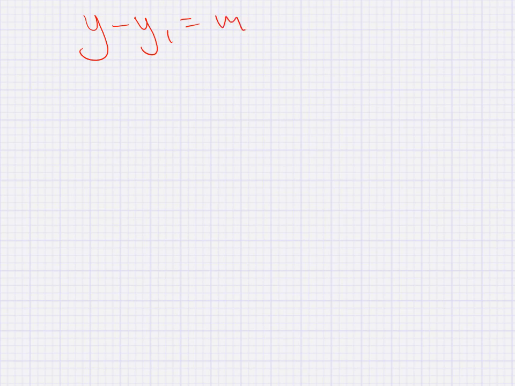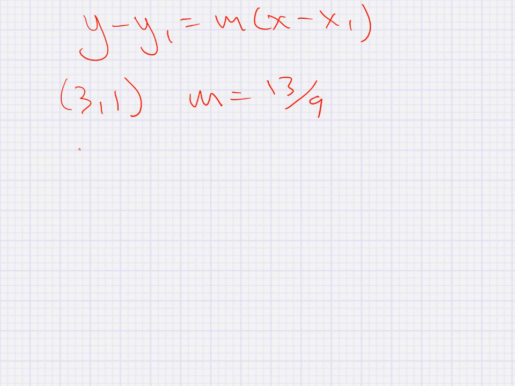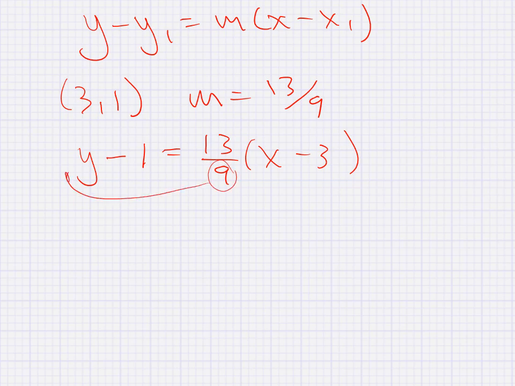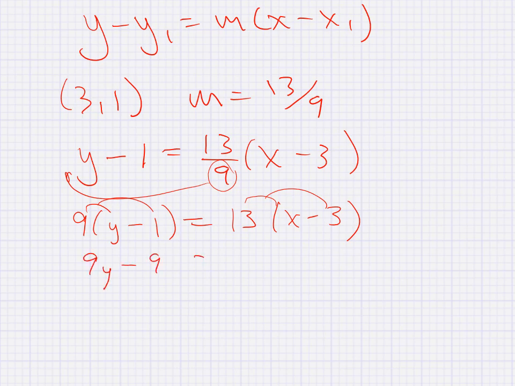So if I use the point slope formula, y minus y1 equals m times x minus x1, my point was 3, 1. My slope was 13 over 9. And I would get y minus 1 equals 13 over 9 times x minus 3. I like to multiply this 9 to the other side of the equation. So 9 times y minus 1 equals 13 times x minus 3. Distribute out these parentheses. 9y minus 9 equals 13x minus 39.